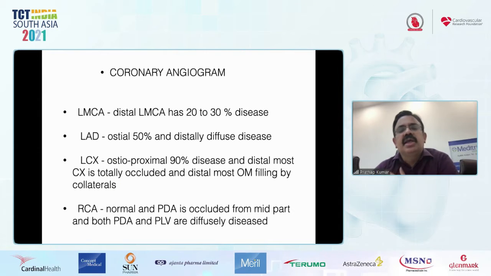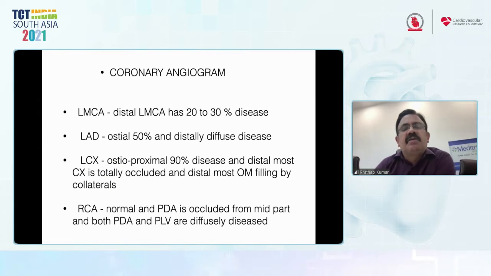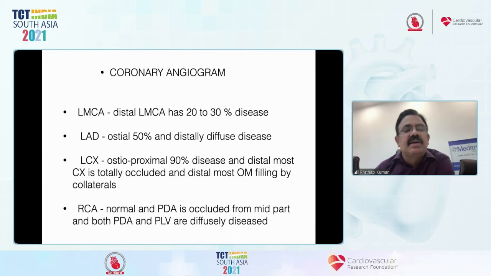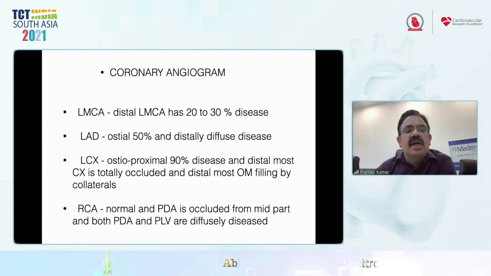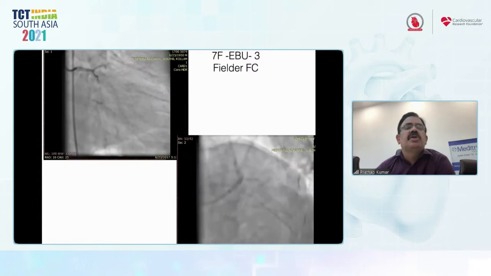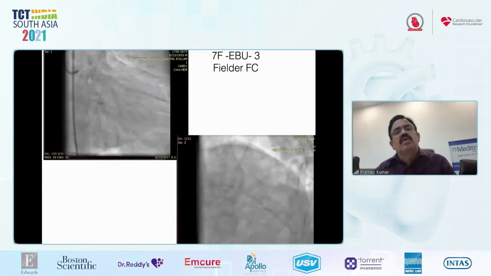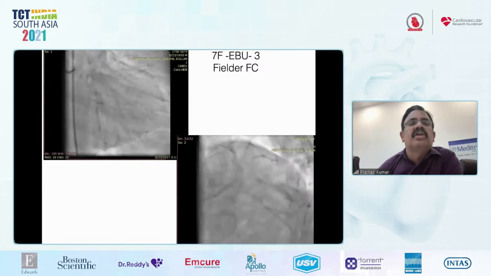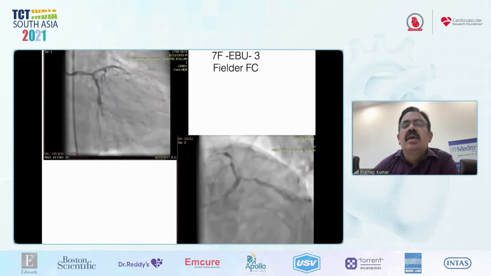Here, the distal LMCA is 20 to 30%, LAD ostial 50% with diffuse distal disease, ostioproximal circumflex 90%, distal OM filling by collaterals, RCA normal, but PDA is occluded from the mid part. Both PD and PLV are diffusely diseased. The patient had gone to different people and nobody was willing to do anything, and the patient has recurrent pulmonary edema and angina. Patient came to me.